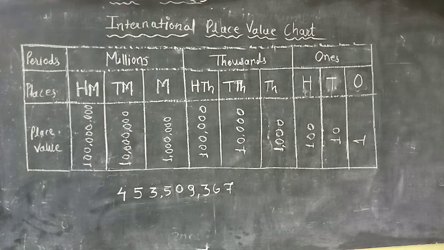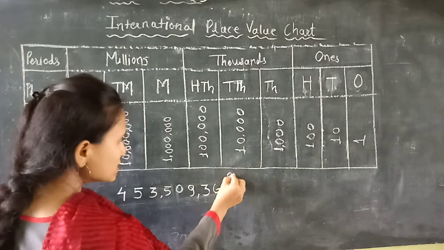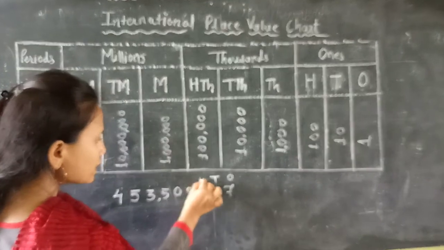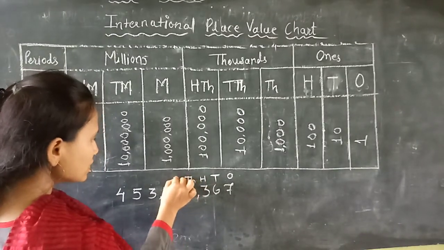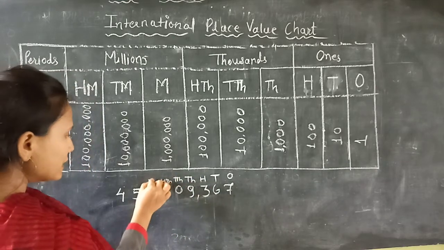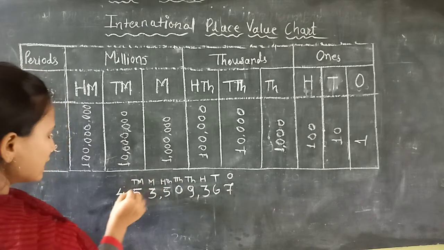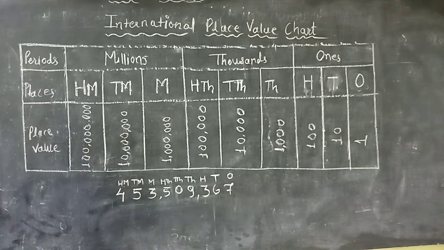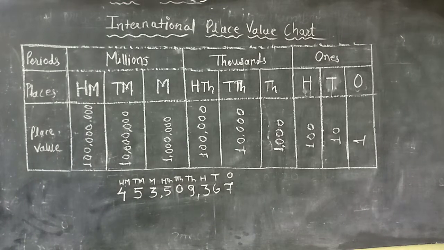So in Indian, how were we doing? The first group is of 3 digits and the remaining are of 2 digits. Here it is very simple: all the groups are of 3 digits. Now we will give their places. So it is ones, then tens, then hundred, then thousand, then 10,000, and then 100,000, then million, then 10 million, and the 100 million. As I told you, in the Indian it is also very simple.